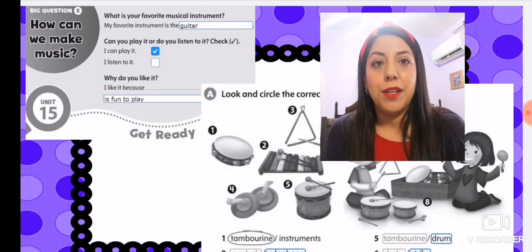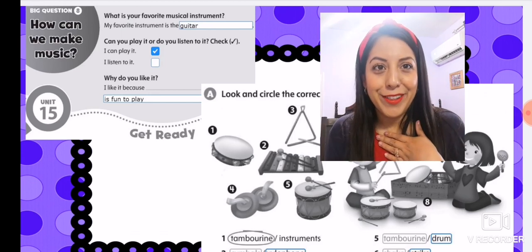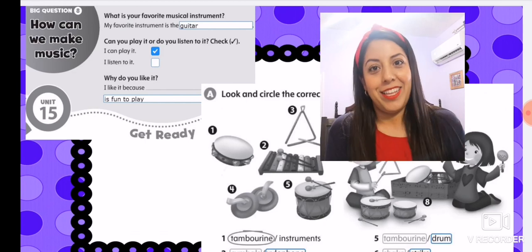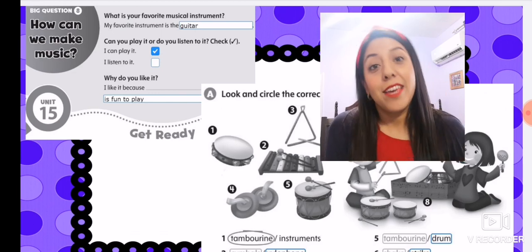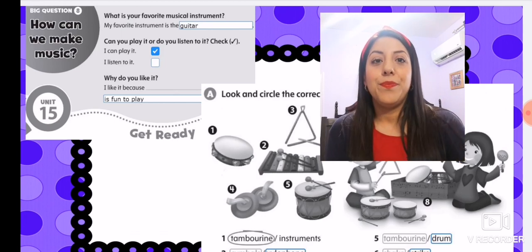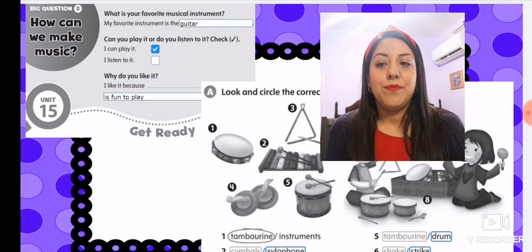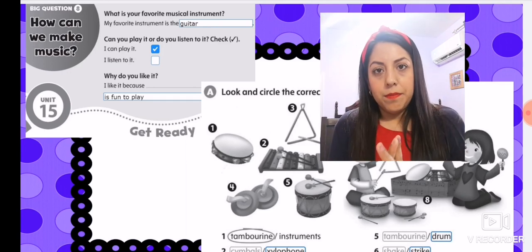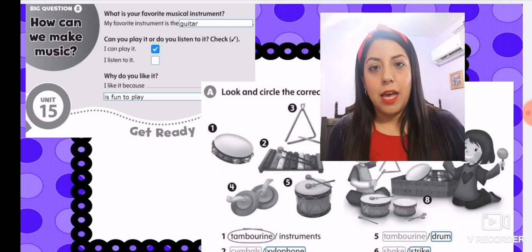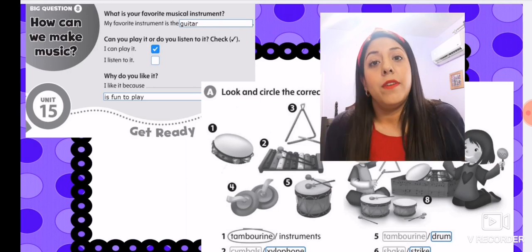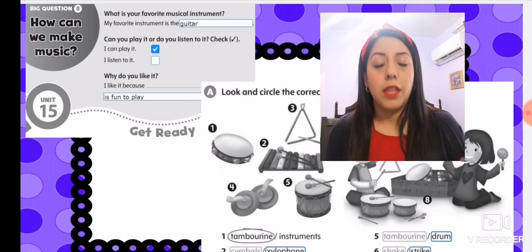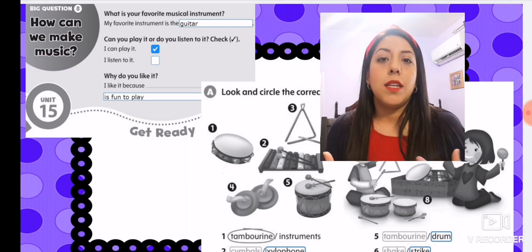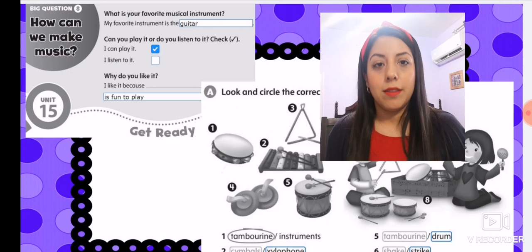What is your favorite musical instrument? My favorite musical instrument is the guitar. I love playing the guitar. I'm learning right now, but I practice every day. Now, can you play it or do you listen to it? I can play it and I can listen too. Now, why do you like it? I like the guitar because it makes a very nice sound, and I love playing the guitar because it's very relaxing. And we also need to learn new things every day. So if you practice an instrument, keep going, keep doing that.